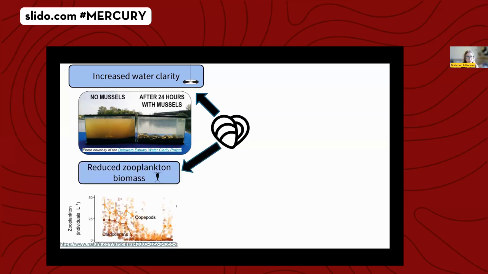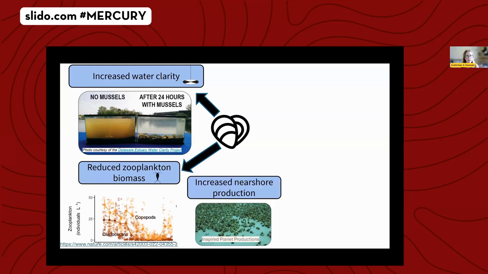That increases water clarity. It also reduces zooplankton biomass. So zooplankton are small animals that live in the water column that are really important fish food, among other things. And so by reducing the nutrients and the algae in the water column, zebra mussels also reduce zooplankton biomass in lakes.